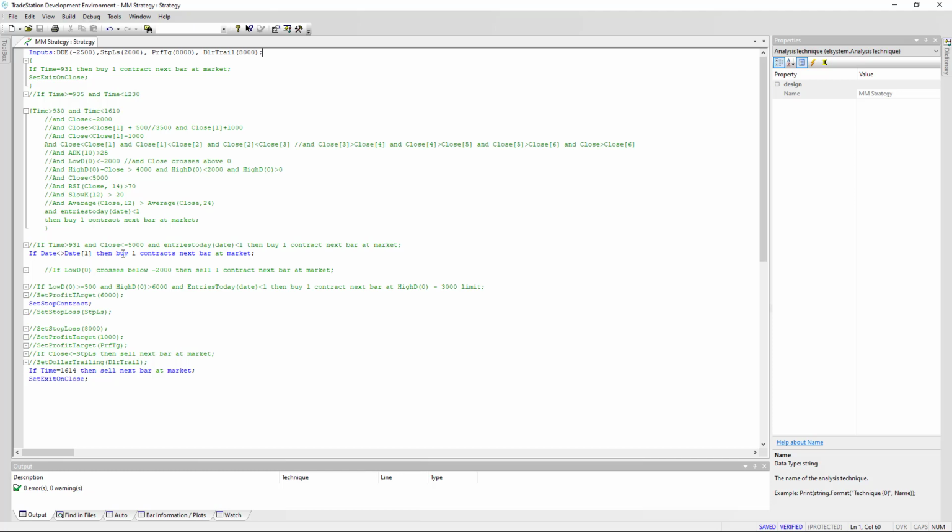So if the date is not equal to the date of one bar ago, mainly it's the first bar of the day, then we buy one contract next bar at market. We don't have a stop loss, and we exit 1 minute till the close. And so that is the raw strategy that just puts you in the portfolio the way we normally would.